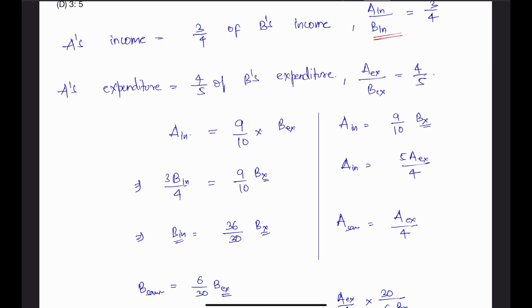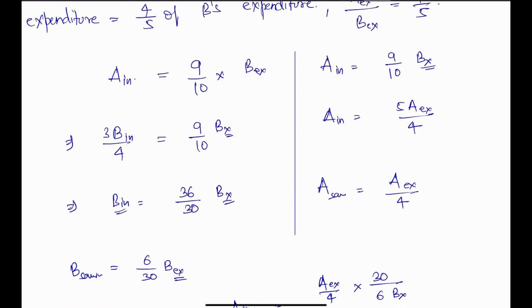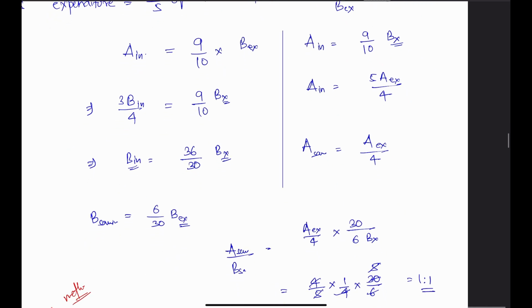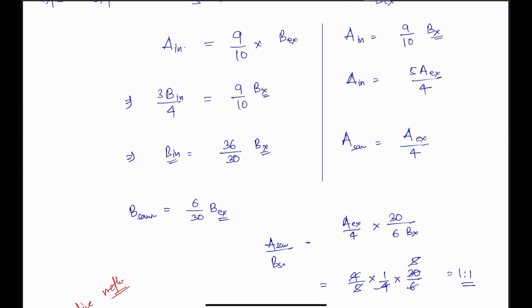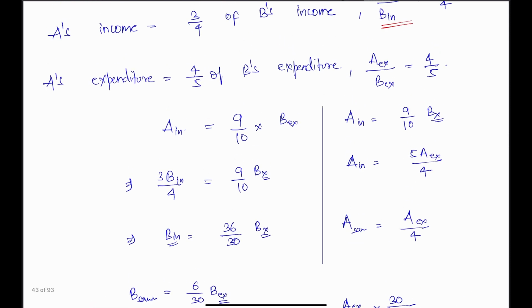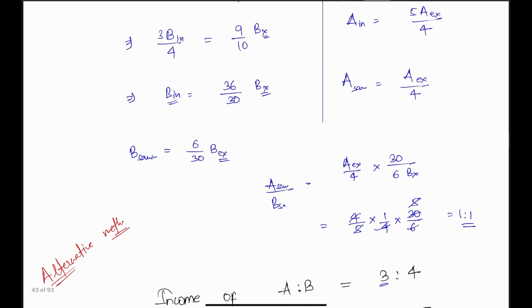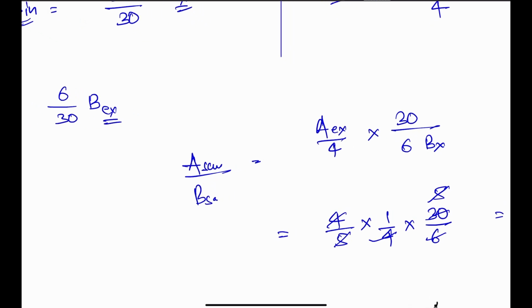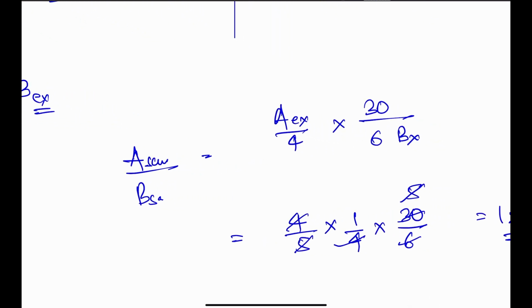Okay, so my A saving will be 1 minus this one, 1 by 4, right? Correct. 30 minus that will be 6 by 30, correct. So now A saving upon B saving. A saving is AEX upon 4, divided by B saving, which is 6 by 30. So 30 will go over, 6 will come down. So A expenditure upon B expenditure is 4 by 5. So 4 by 5 into 1 by 4 into this much. So this 4 will go away. 6 5 30, 30 by 1, 30.